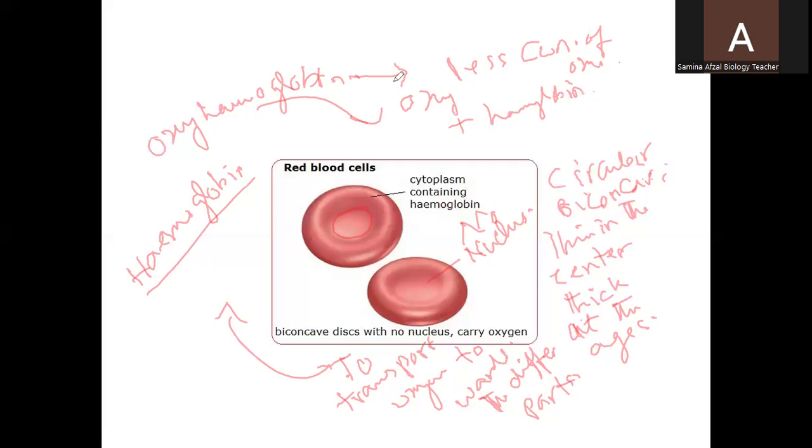One more thing, they are produced in bone marrow, and they don't have a nucleus, so their life is only 120 days. After every 120 days, they die and new cell formation takes place.